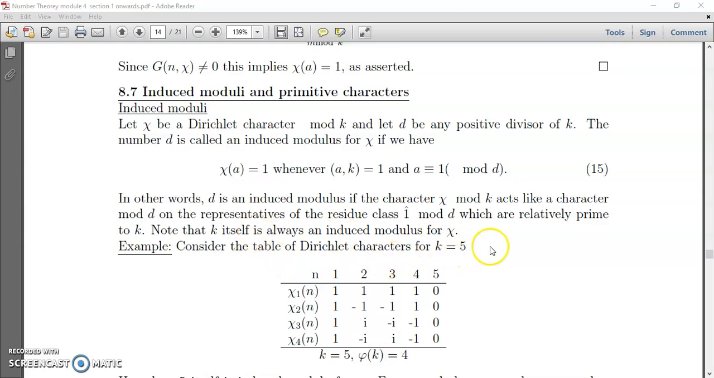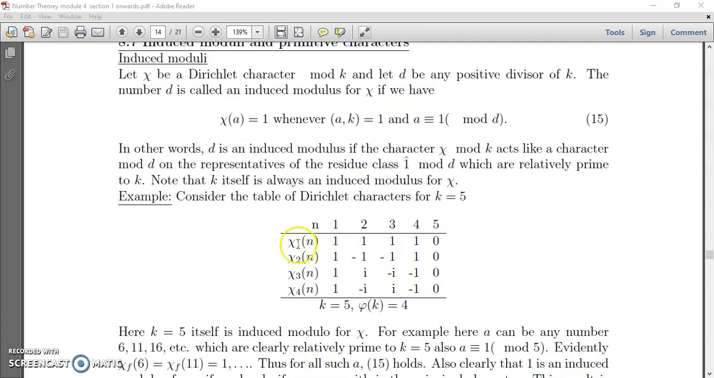Let us consider the Dirichlet characters for k equal to 5. Here you could see what the Dirichlet characters are. There are 4 Dirichlet characters because phi of k is 4: chi1 of n, chi2 of n, chi3 of n, chi4 of n. You already know that you can write these in any order, where chi1 of n is the principal character.